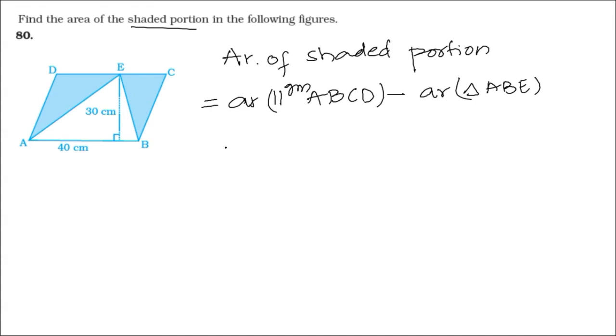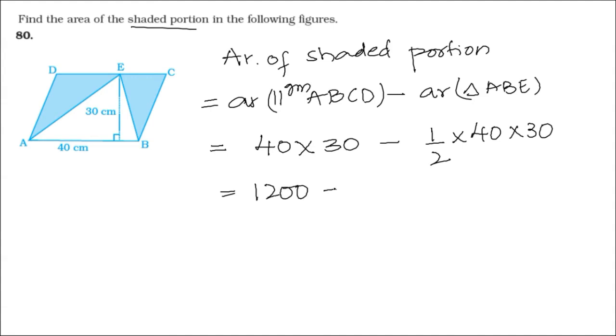What is area of parallelogram? It's base into height. Here the base is 40 centimeters and the height is same as height of the triangle, which is 30, minus area of triangle is half into base is 40, height is 30. This will be 1200 minus 600. This will be equal to 600 square centimeters.